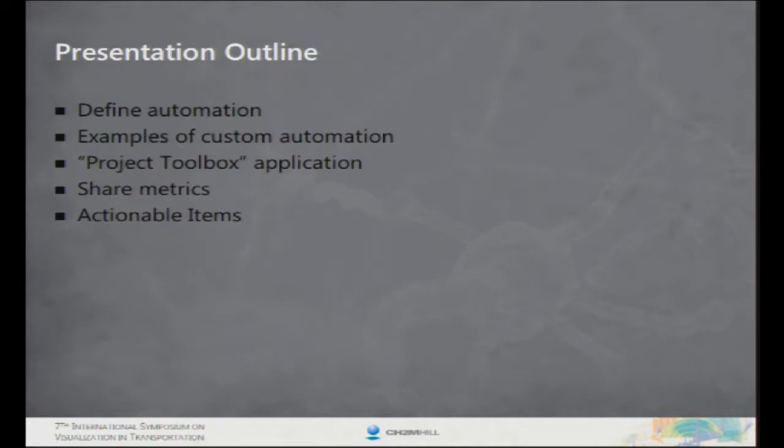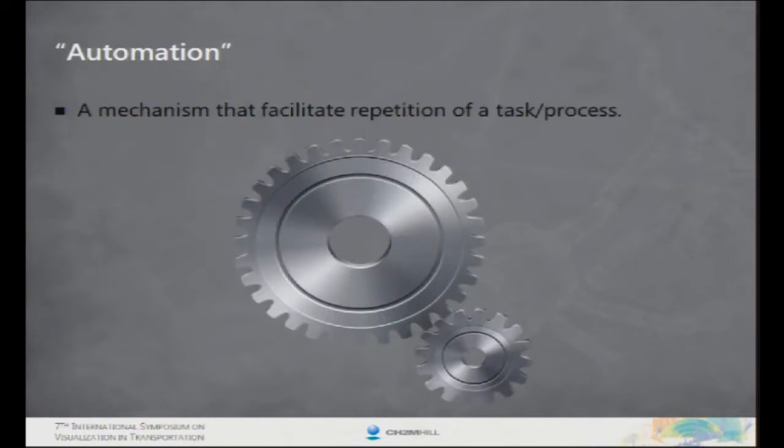So here's how I'm going to spend the next few minutes sharing this content. I'm going to first define automation and give you some examples of custom automation. I'm going to share with you a project toolbox application, which is essentially a Google search engine for tools. I'm going to follow that up with some metrics that I've collected from that toolbox over the last 3 years, and then finish it up with some actionable items. If you're asking the question, okay, this is convincing, I see the value here, what steps can I take next to try to leverage this?